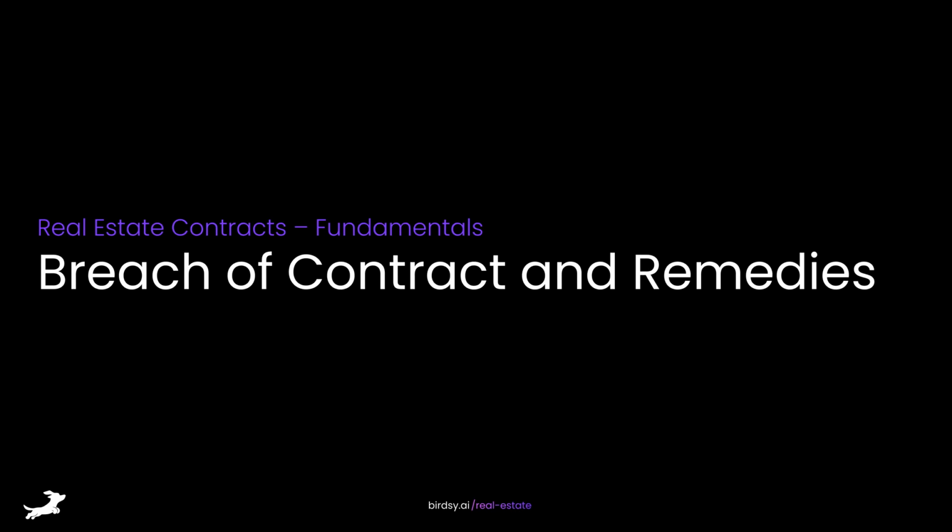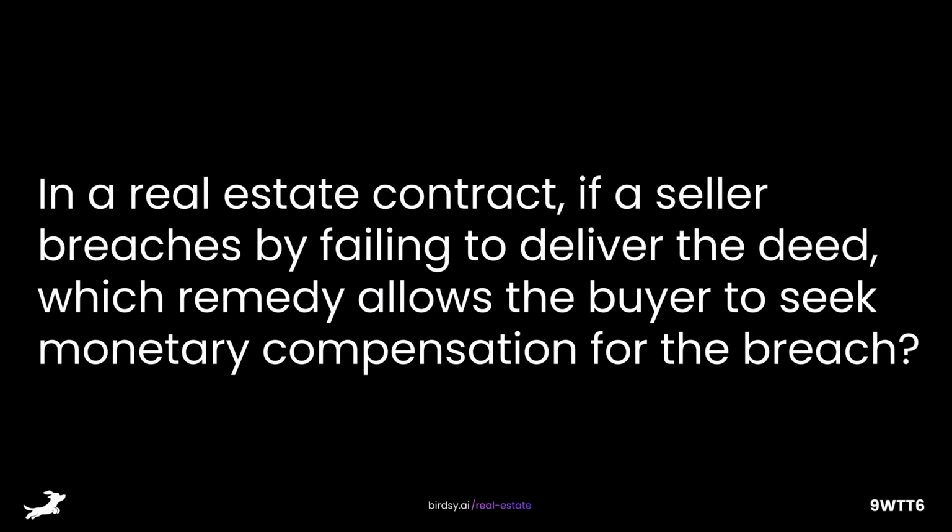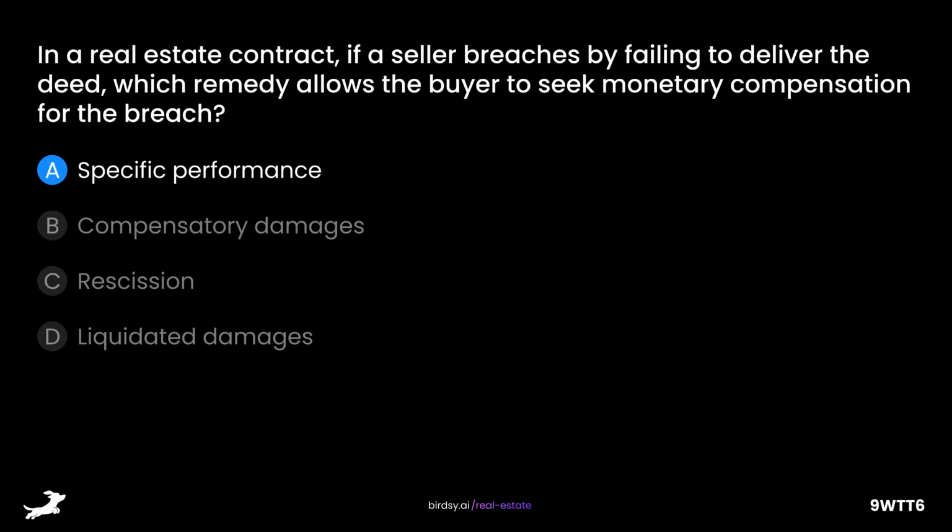Breach of contract and remedies. In a real estate contract, if a seller breaches by failing to deliver the deed, which remedy allows the buyer to seek monetary compensation for the breach? Is it A, specific performance, B, compensatory damages, C, rescission, or D, liquidated damages? The answer is B, compensatory damages.